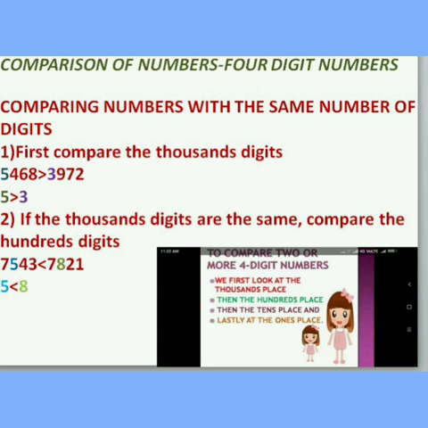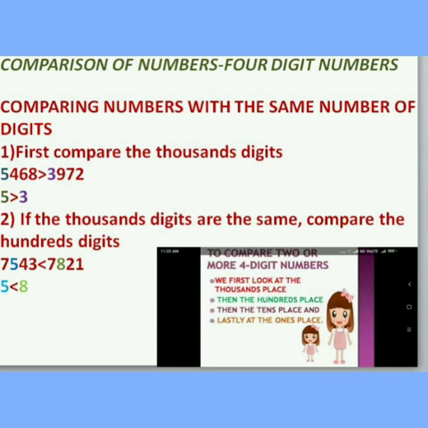For the number 5468, 5 is in thousands place. For the number 3972, 3 is in thousands place. Here which number is greater? 5 is greater than 3. So obviously 5468 is greater than 3972. Next step, if the thousands digits are the same, compare the hundreds digits.